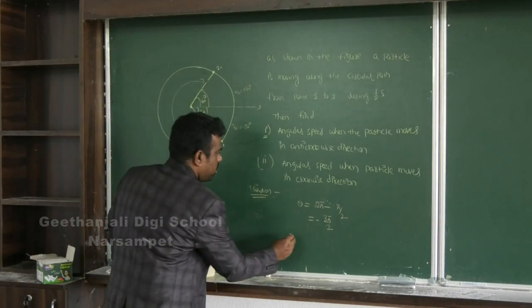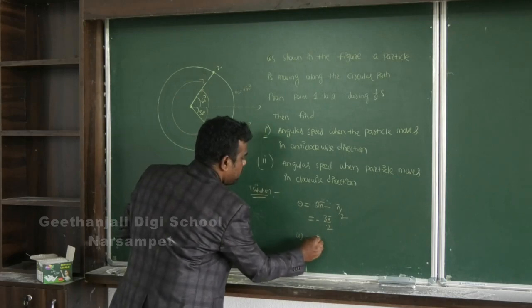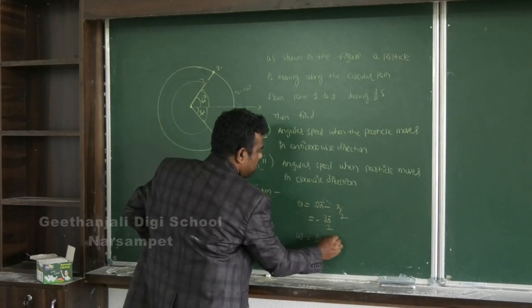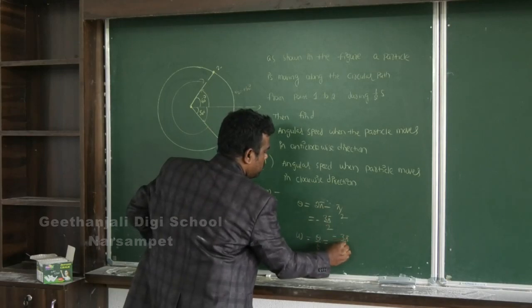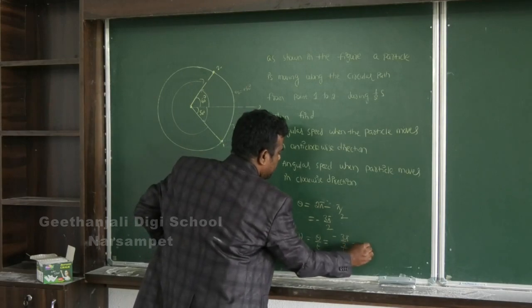So now average angular speed omega is equal to theta by t. So that is theta. What is the value of theta? Minus 3 pi by 2 by 1 by 2. That is equal to 3 pi radian.